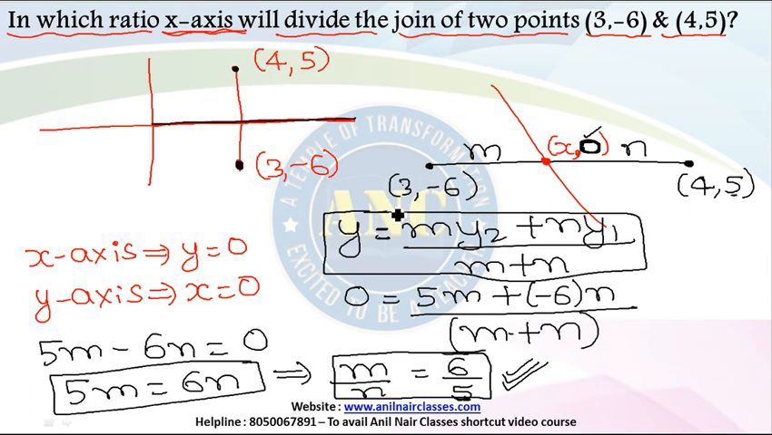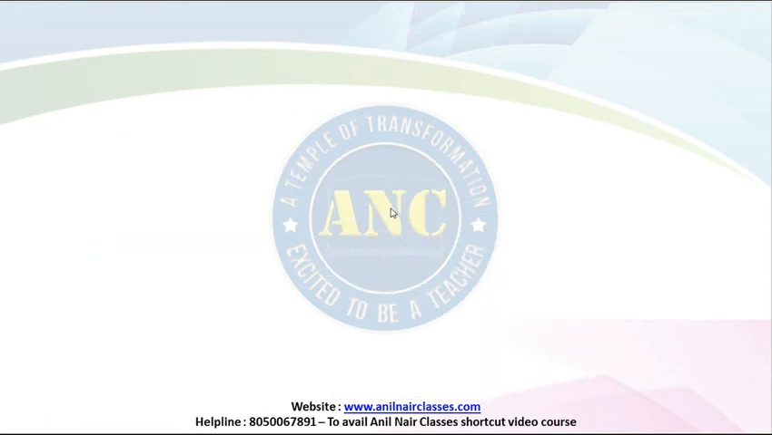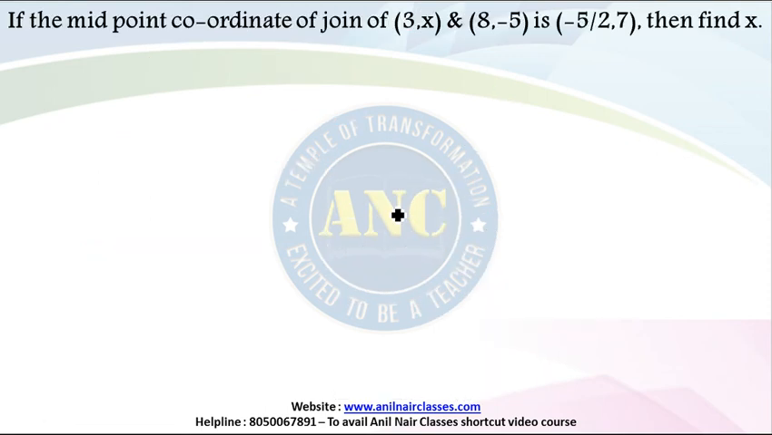We will solve another question. Do not worry about it. Let us take another question right now. Now see here. Suppose your question is, if the midpoint coordinate of the join of 3 comma x and 8 comma minus 5 is minus 5 by 2 comma 7, then find x.